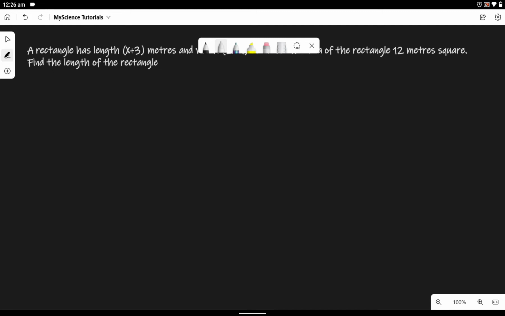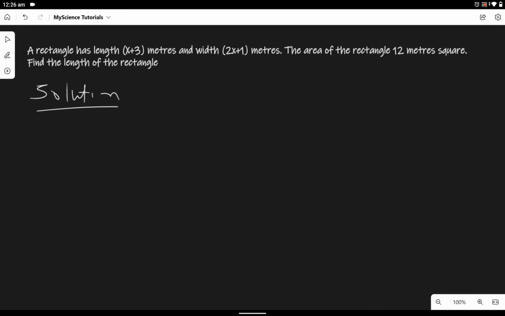So the first thing we want to do is to write down our solution. Okay, so let's draw our rectangle. And then we're told that the length of the rectangle is x plus 3. So we have x plus 3 here. And then we have the breadth over here is 2x plus 1.